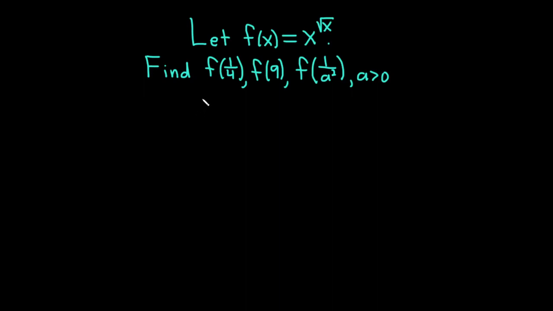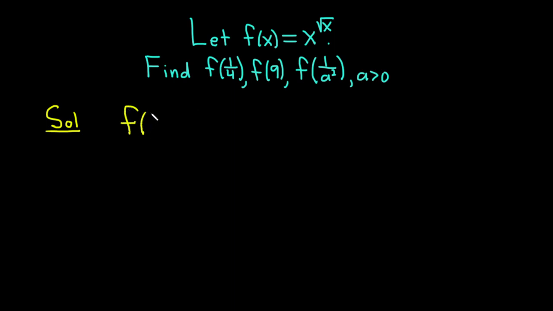Hello, in this video, we're going to do an example of evaluating the function f of x equals x to the square root of x. We're going to find f of 1/4, f of 9, and f of 1 over a squared, where a is a positive number. Let's carefully work through it. Solution. Let's start with f of 1/4.